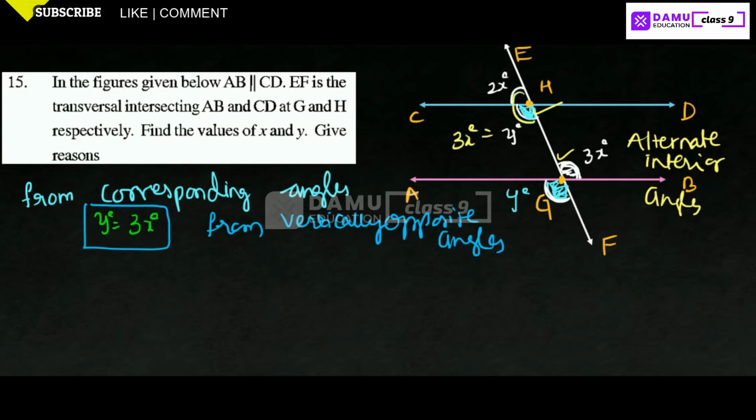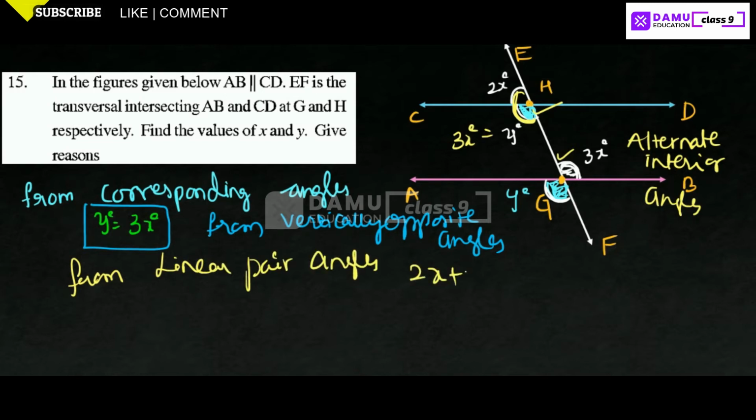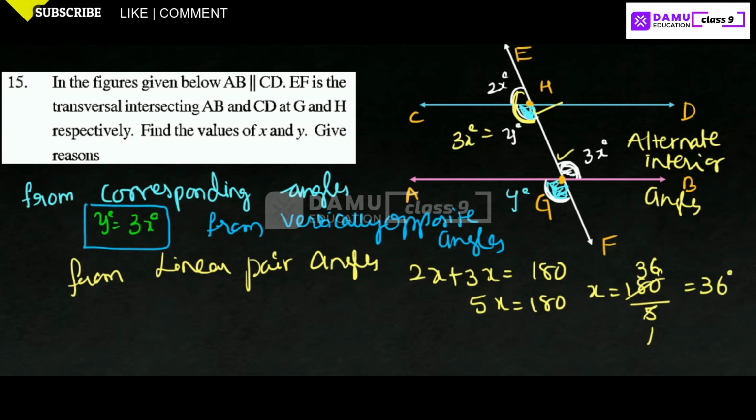From linear pair, again you can go with linear pair angles. 2x plus 3x will be equal to 180 degrees. Then 5x will be equal to 180 degrees. Then x will be equal to 180 degrees by 5: 5 ones are 5, 5 threes are 15, then 5 sixes are 30. That will be equal to 36 degrees.